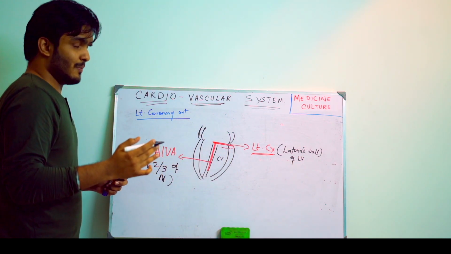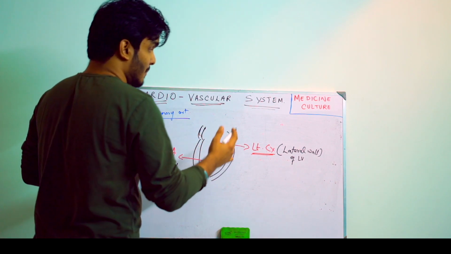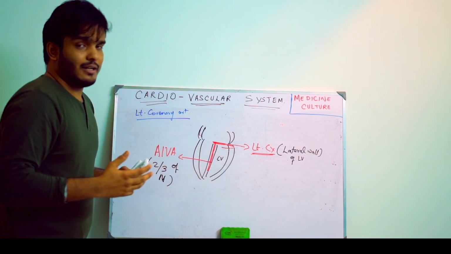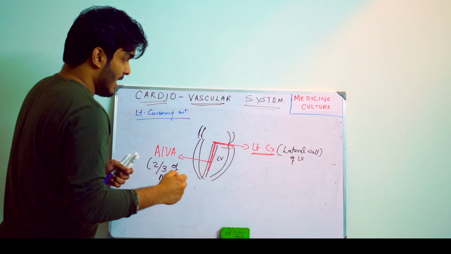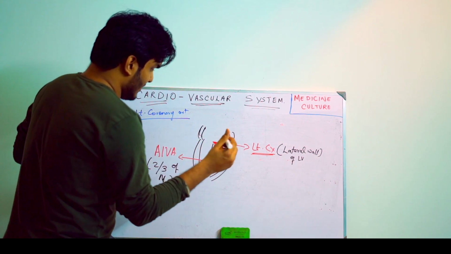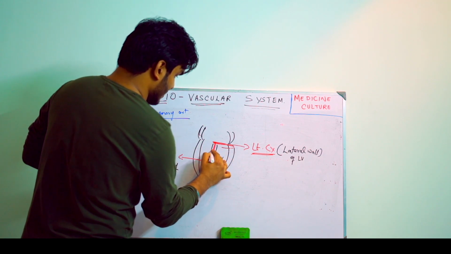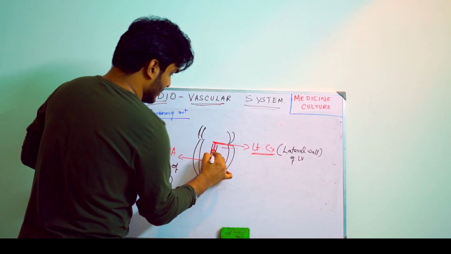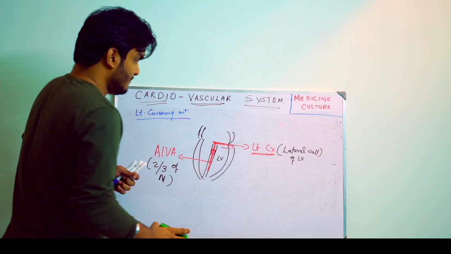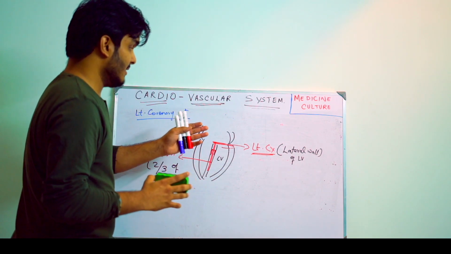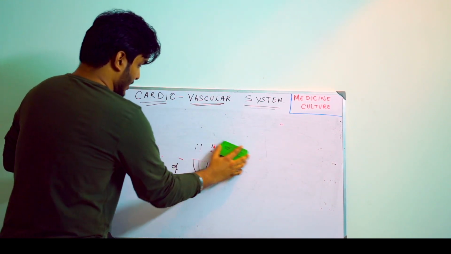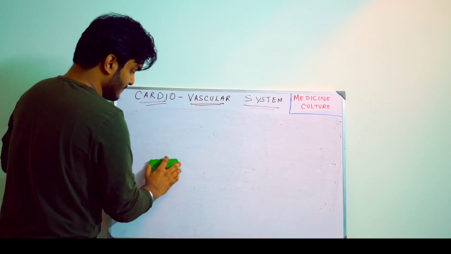Do you guys remember what supplies the lateral wall of the right ventricle? Yes, that was the marginal artery. Even this left coronary artery gives marginal arteries too, and it gives certain septal branches also. Let's say it gives here some septal branches, also here. Okay, so that's about AIVA and the left circumflex artery. We'll consolidate all this information into one simple diagram for you guys to remember.